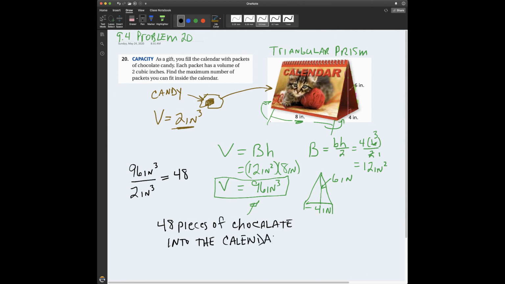Okay, so pretty straightforward problem. You just had to find the volume of the container, which we did, and then recognize that, hey, the problem tells you each piece of candy has a volume. So then we do this work right here and we get our answer.